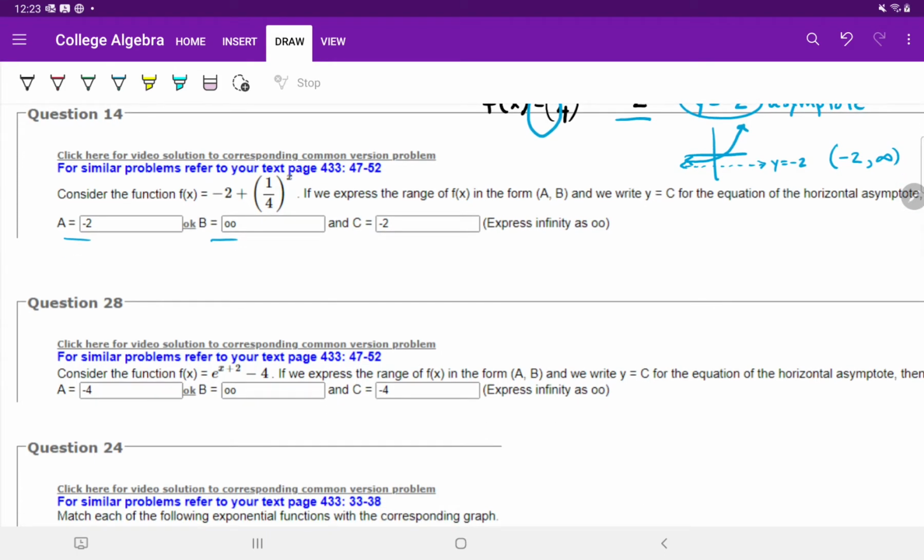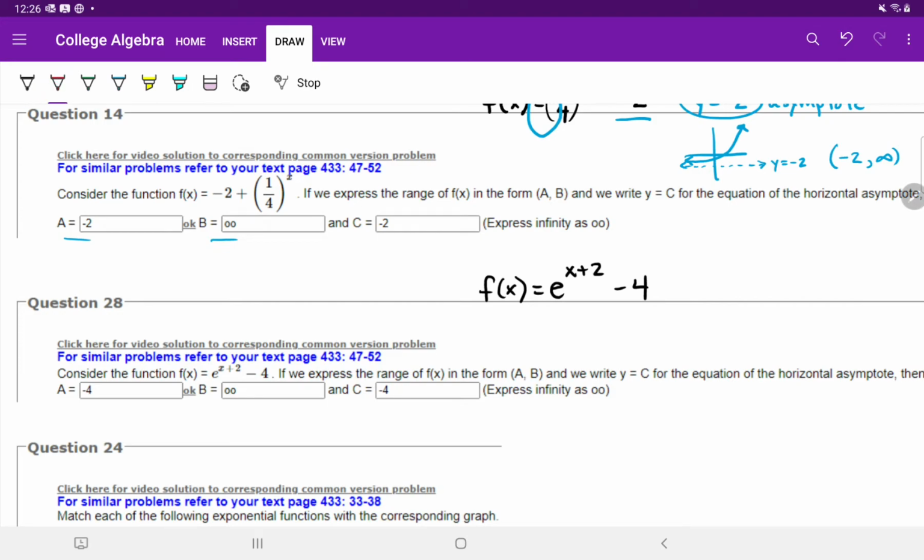In example 28 from the common version of the homework, this time we have an e to the x plus 2. So f of x equals e to the x plus 2 and then -4. In this problem, our base is e, which is basically about 2.71. That's just a number, don't let that throw you off.